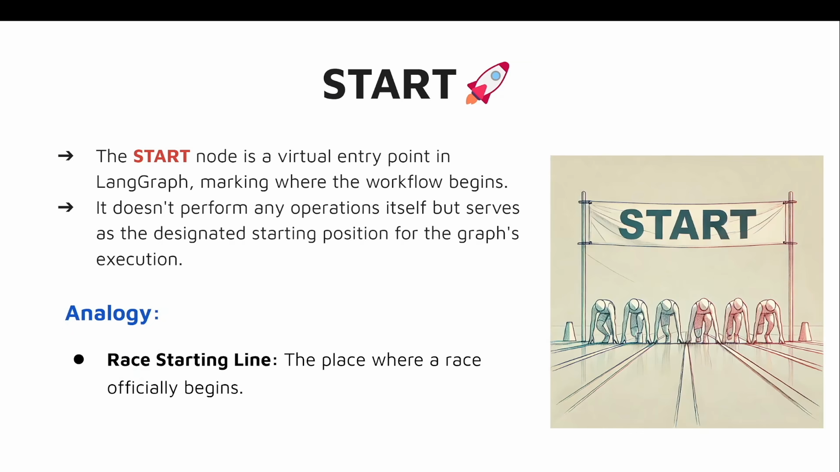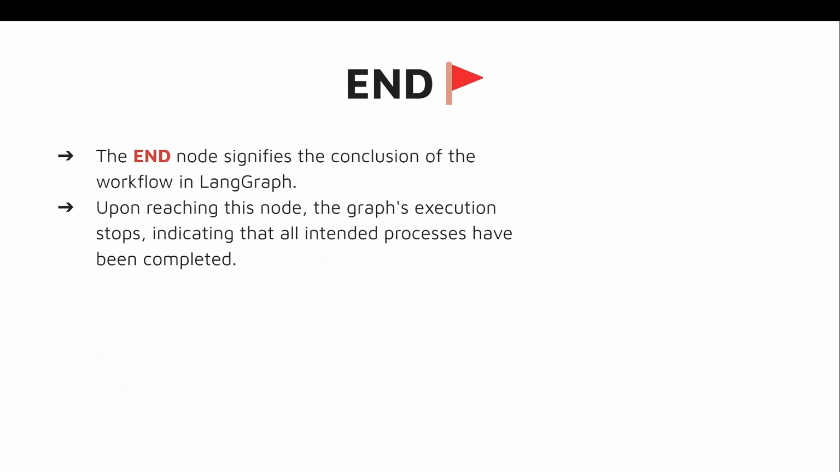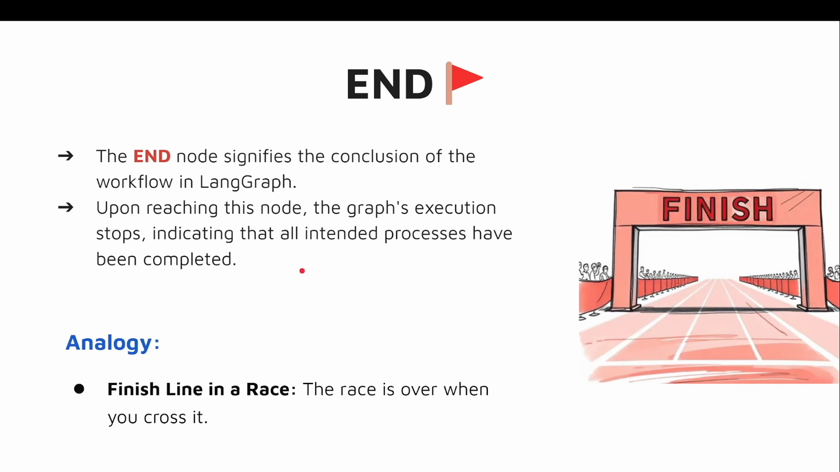Now, if you have a start point, well, you need an end point as well. And that's where the end element comes in. The end node just signifies the conclusion of the workflow in LangGraph. So when the application reaches this node, the graph's execution completely stops, and it indicates that all intended processes have been completed. And again, a good analogy for this is just the finish line in a race.